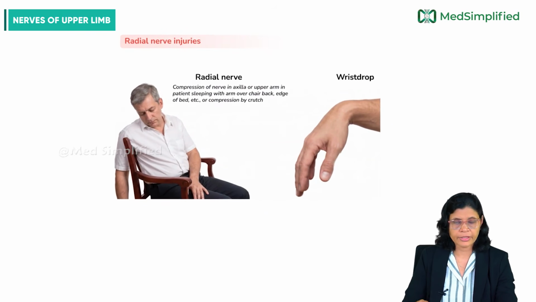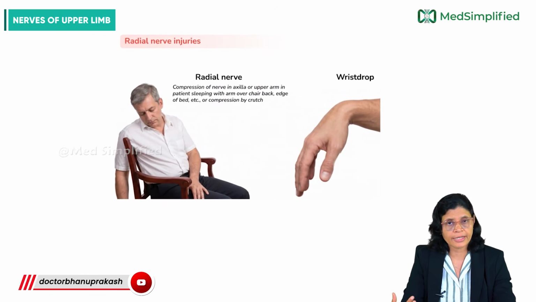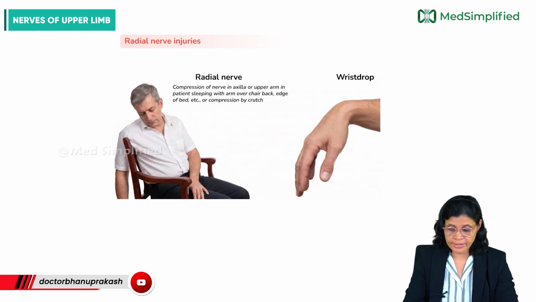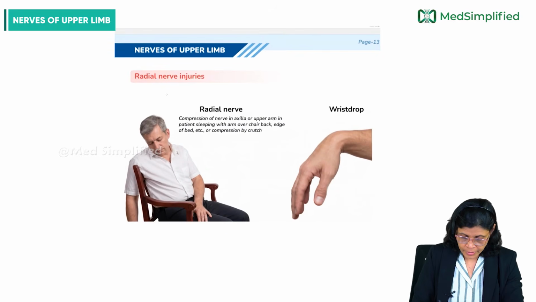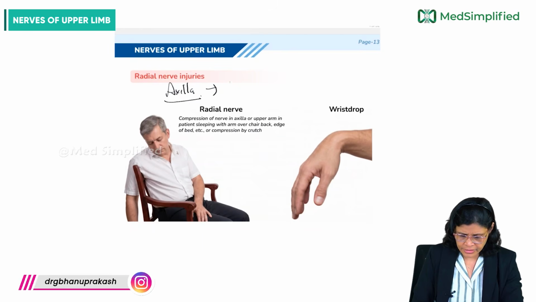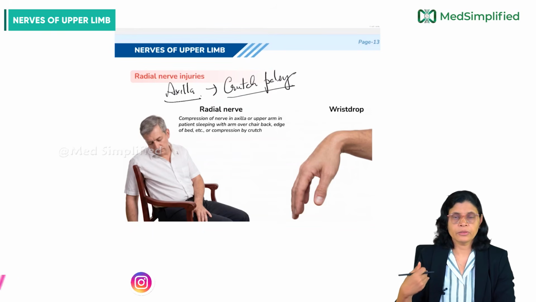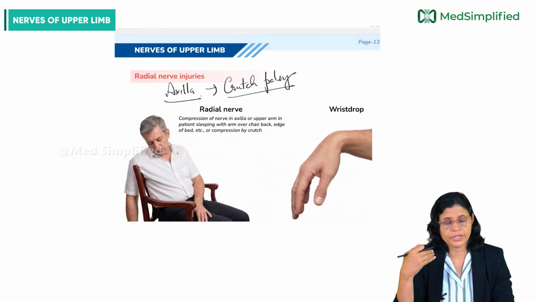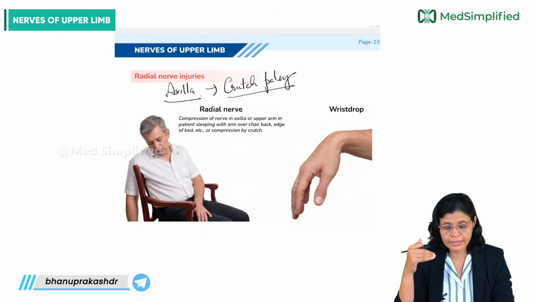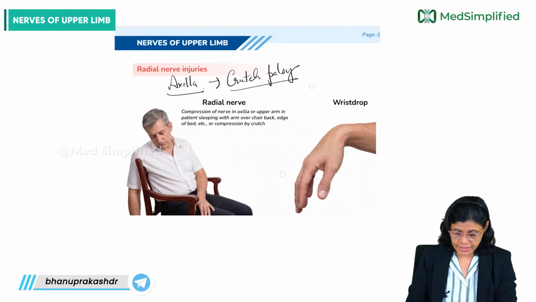So coming to the injuries, I told you at 3 levels it can be injured: in the axilla, at the level of the spiral groove, and at the elbow. In the axilla, we basically call it the crutch. When it is injured there, we call it crutch palsy, basically in people who walk with crutches. There is continuous compression of the radial nerve in the axilla and it can result in crutch palsy. So here are the characteristic clinical features.